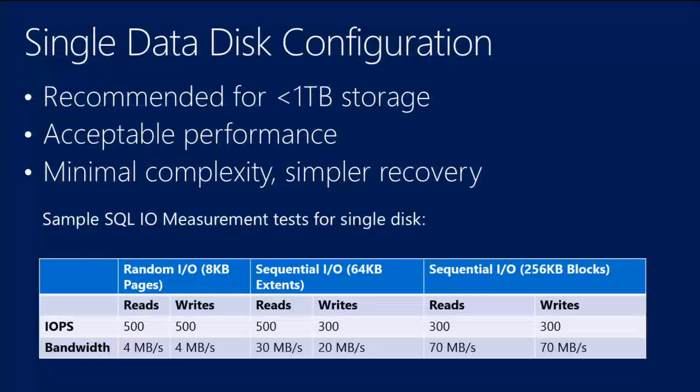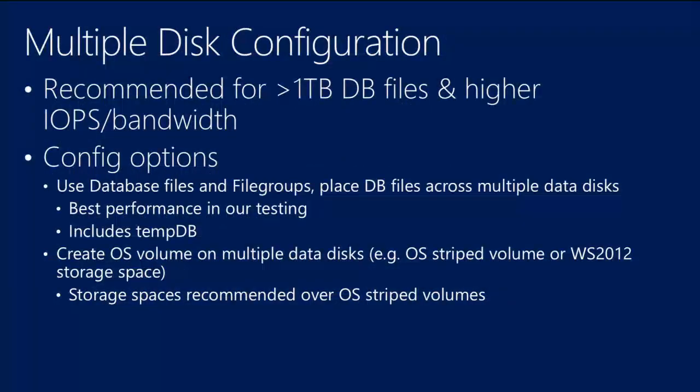What about if you have multiple disks? If you've got more than a terabyte, or you just need a higher level of IOPS than this 500 per disk, then you can consider having multiple disks. But how do you do that? Do you use SQL Server file groups to spread out the files across different disks? Or do you create an OS volume on multiple data disks? Which one works better? And if you do create an OS volume, should you just use a standard OS striped volume, or should you use Windows Server 2012 storage spaces?